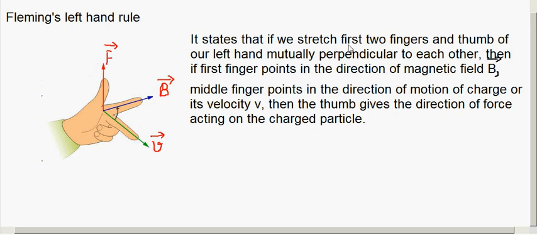It states that if we stretch the first two fingers and thumb of our left hand mutually perpendicular to each other as shown in the figure, then if the first finger points in the direction of the field and the middle finger points in the direction of motion of charge or its velocity v, which is a vector quantity, then the thumb gives the direction of force acting on the charged particle. For a positive charge it will be in the direction of the thumb, but for a negative charge it will be in the opposite direction.